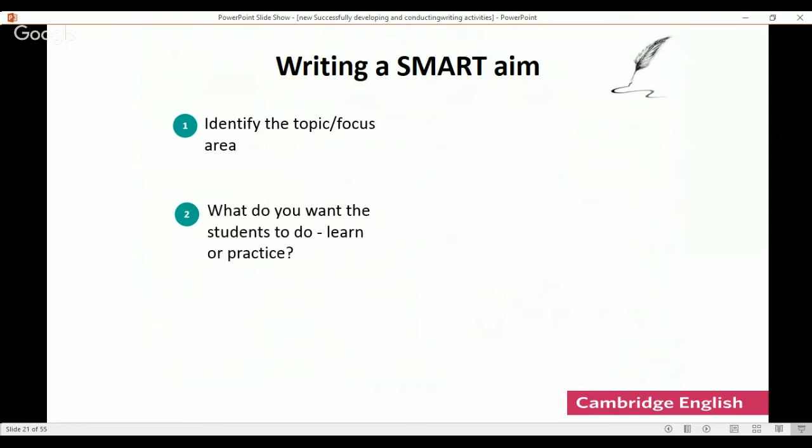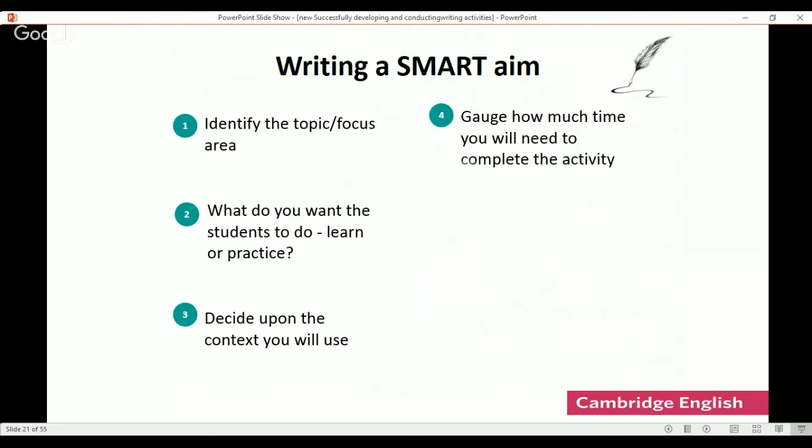The second thing that you need to do is decide what you want your students to do. Do you want them to learn something or practice something? The third is you need your students to decide upon the context that you will use. The fourth is you need to gauge how much time you will need to complete the activity. The fifth step is to decide upon the activity that you will use. And finally, the sixth step is when you write the aim.